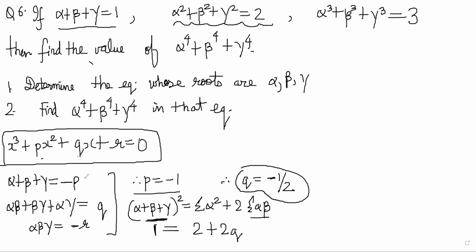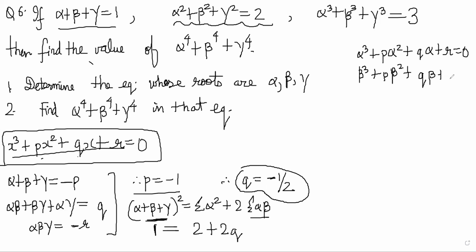Great. Now looking at my original equation, I have the results alpha cube plus P alpha square plus Q alpha plus R is 0, right? Because I'm putting alpha in the original equation. Similarly, beta cube plus P beta square plus Q beta plus R is also 0. And similarly, gamma cube plus P gamma square plus Q gamma plus R is also 0.